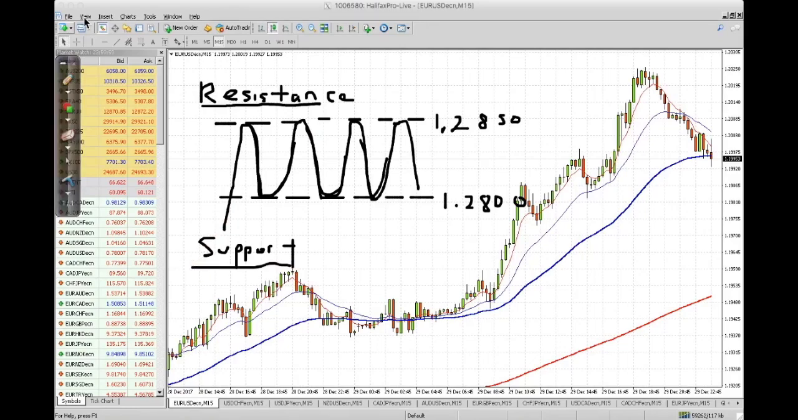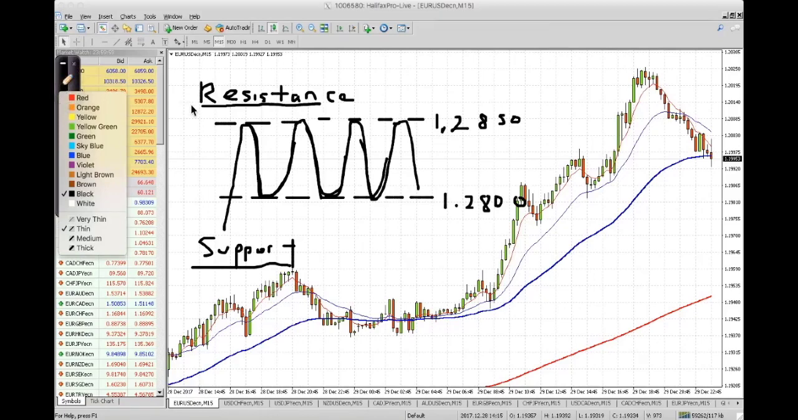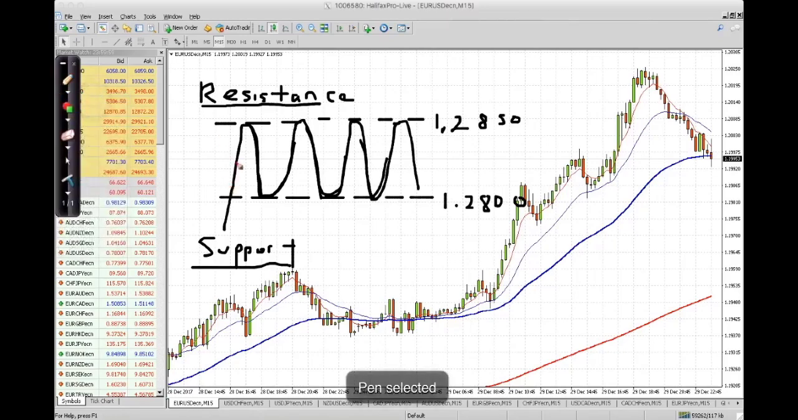Okay, so the first question would be, how do you know when a resistance and support level is reliable? One of the measures I use is I want to ensure that a resistance or support level is tested at least 3 times for it to be reliable to use. So the price must go up to a certain level and come down, that's what we call one test. It goes up again to the same level or close to that level and reverses down, that's test 2. Goes up, comes down, test 3.